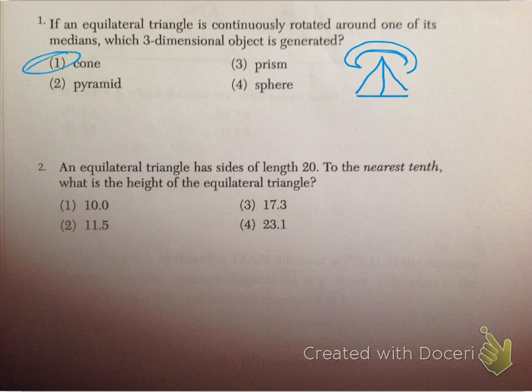Okay, for number 2, we have an equilateral triangle again. Sorry, this is so dark. All these sides are equal, and each side has a length of 20. And we need the height of the equilateral triangle. So the height is going to be the perpendicular line, like that. And in order to find that, we're going to use the Pythagorean theorem.